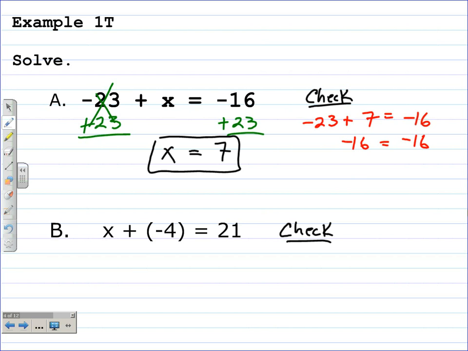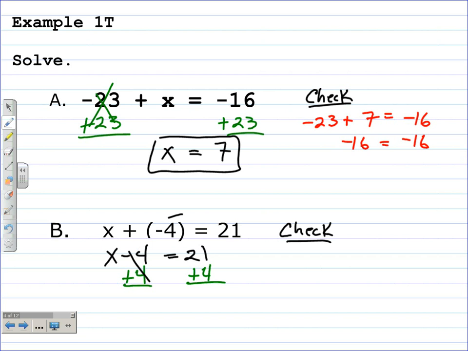Moving on to the next example, example b. We have an addition equation, but it's really not an addition equation since we have a negative 4. We could rewrite this if we wanted to, as x minus 4 is equal to 21. Either way, it's the same equation. It's an equivalent equation, one of our vocab words from the previous slide. So here, since we're subtracting 4, or we have a negative 4, we add 4 to both sides.